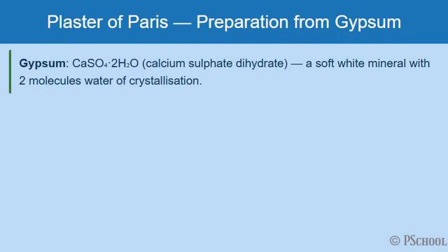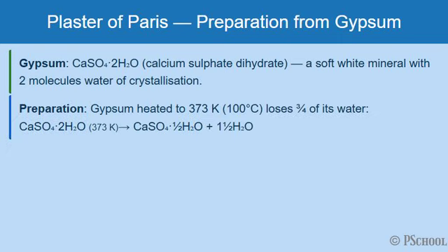Gypsum is calcium sulfate dihydrate, CaSO4.2H2O, a soft white mineral with 2 molecules of water of crystallization. Preparation. Gypsum is heated to 100 degrees Celsius. It loses 1.5 water molecules to give calcium sulfate hemihydrate plus 1.5 water. This is plaster of Paris.